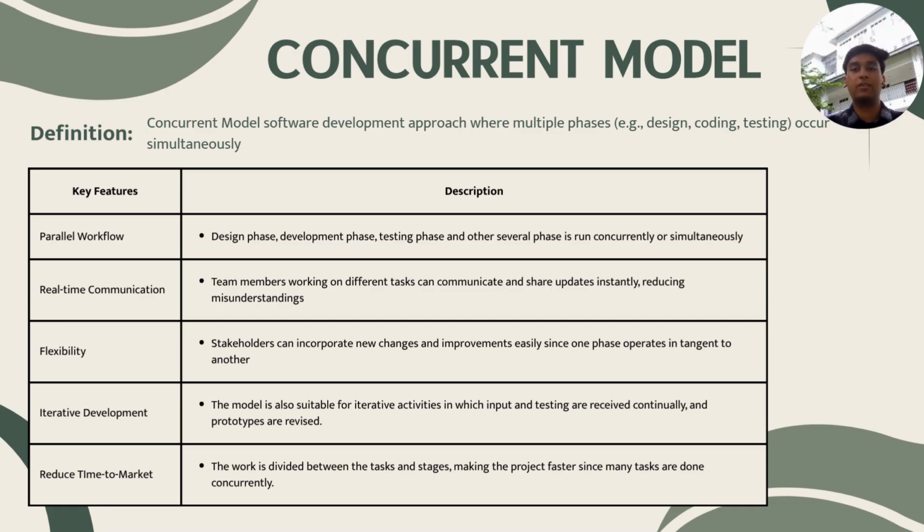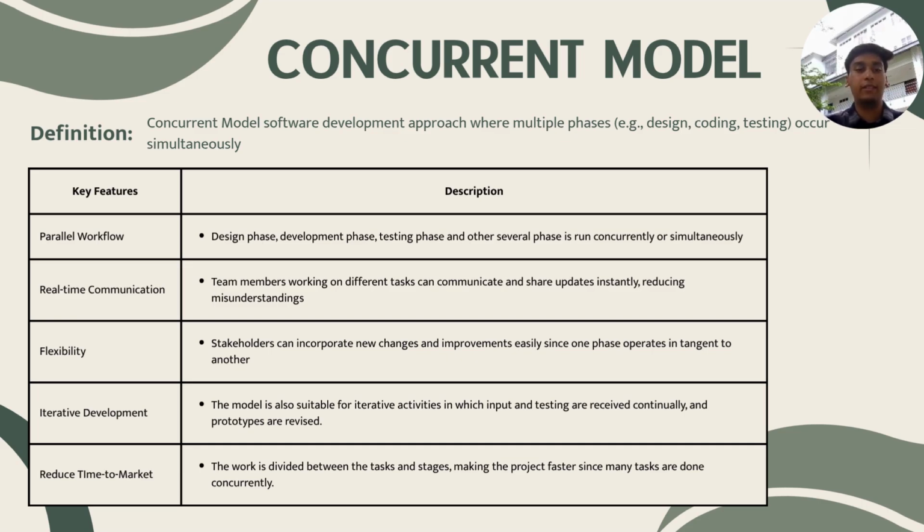run concurrently or simultaneously. Next is real-time communication, where team members working on different tasks can communicate and share updates instantly, which can reduce misunderstanding. Next we have flexibility. The stakeholder can incorporate new changes and improvements easily since one phase operates in tandem to another.